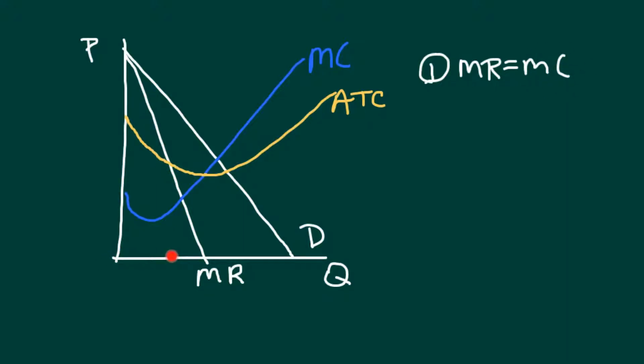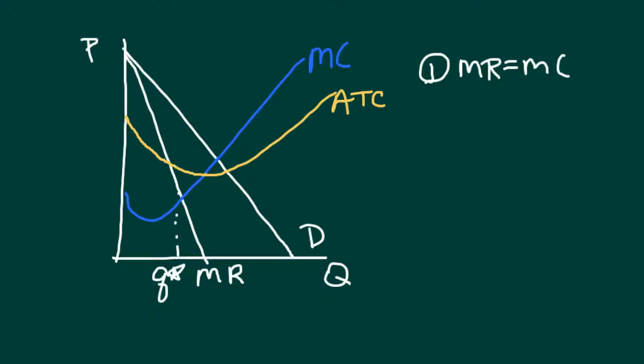So as I expand my output, my profits grow, grow, grow, grow. And as soon as I go to a quantity beyond that, my additional costs are faster than my additional revenue. I'm beginning to shrink profit. So profit will be maximized at that spot, MR equals MC.